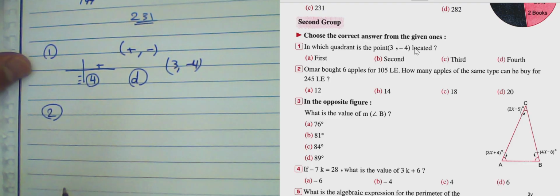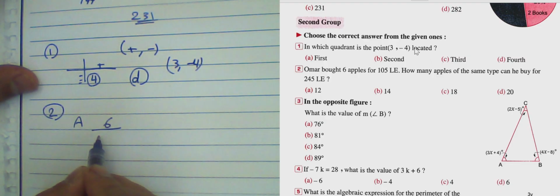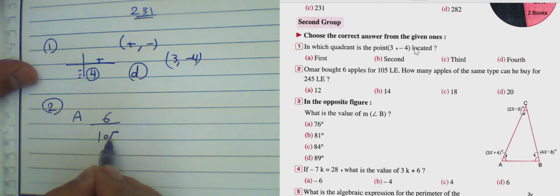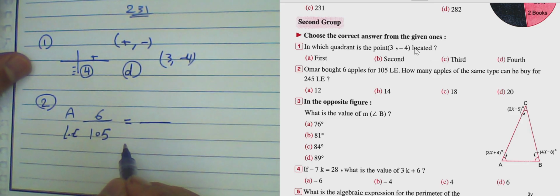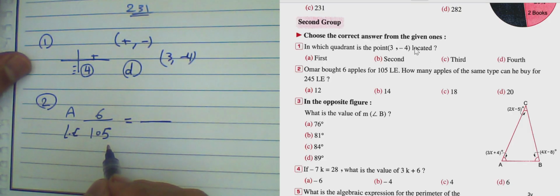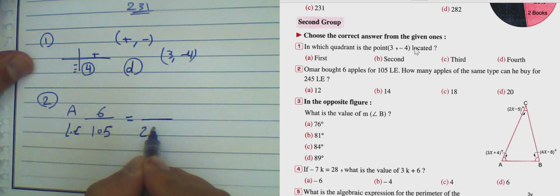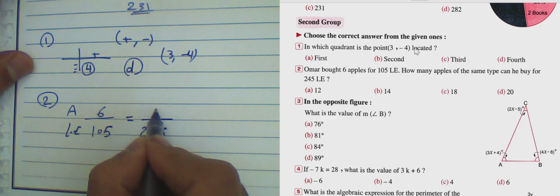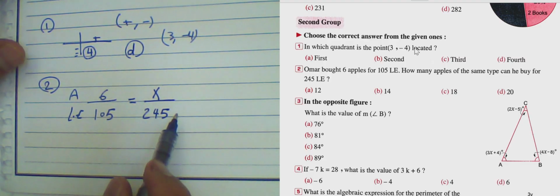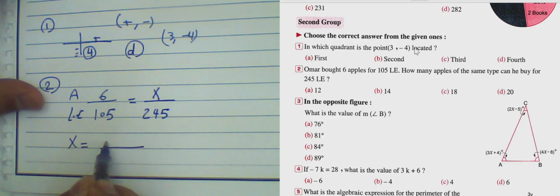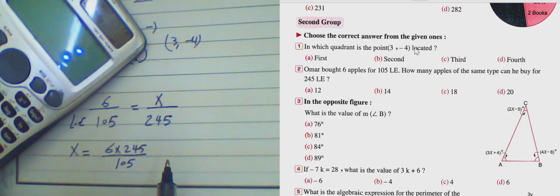Question number 2. Omar bought 6 apples for 105 Egyptian lira. So we can write the rate here, 6 apples for 105 Egyptian lira. He wants to find how many apples of the same type he can buy for 245 Egyptian lira. So we can write the proportion here. A proportion is an equality between two rates. The first rate, 6 over 105, equals x over 245.